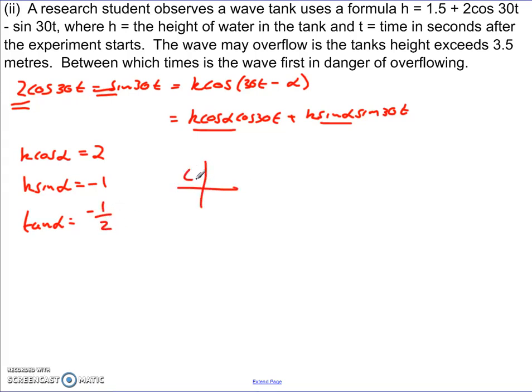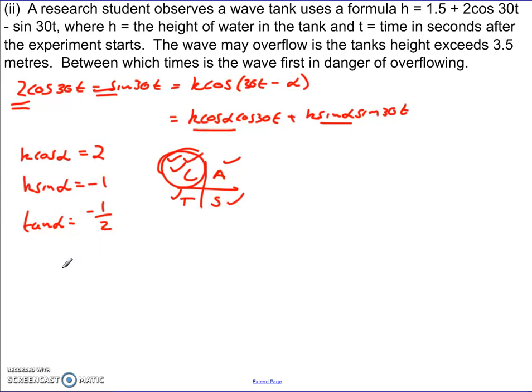Look at our CAST diagram again, and let's determine where our solution for the alpha part lies. Cos is positive, C and A. Sine is negative, T and the C, and tan is negative, so it's the C and the S. All three lie in that quadrant there. So there is the quadrant our solution lies in for this one.